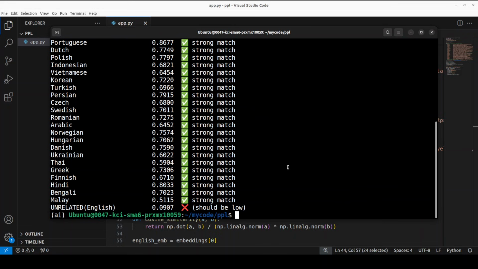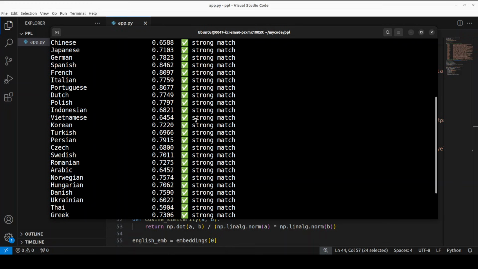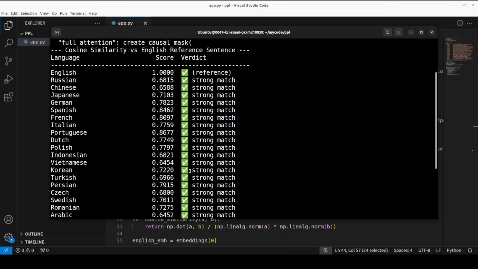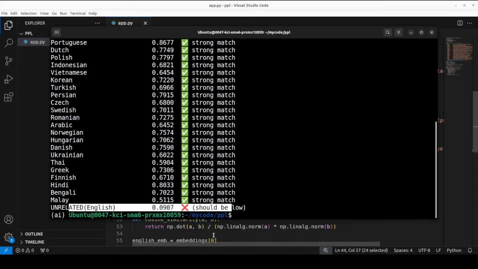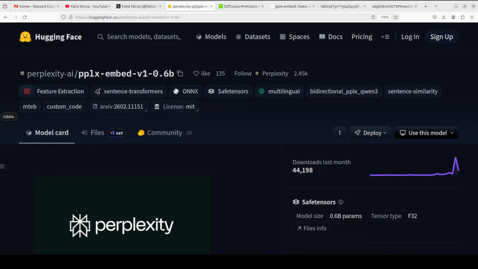There you go. So you see, I just showed you it has done perfectly well. All the languages it has done the translation very, very strong match, and unrelated is not. How good is that? All the scores are really good. A very impressive model, by the way. Quite a remarkable model, in my opinion, because it can understand human meaning across 30 languages. That's it.